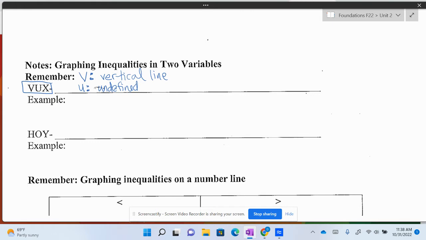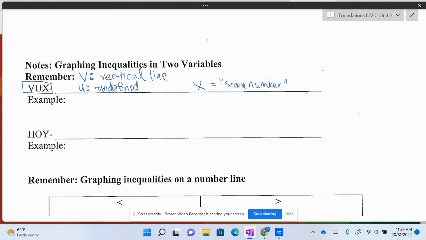And the X tells me that the equation is X equals, and then we're going to put some number here, right? That's how you write the equation to a vertical line. Do you guys remember that? Like X equals 5 is a vertical line crossing the X axis at 5. We don't use Y because we don't care what Y is when it's a vertical line. X is always going to be 5. Okay.